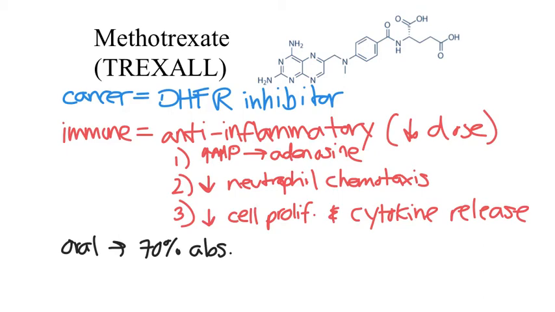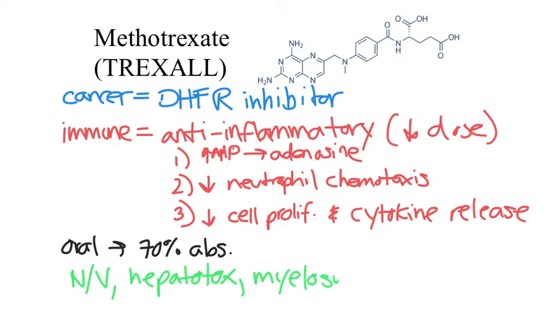urine. The primary adverse effects associated with the use of methotrexate are some GI upset like nausea and vomiting, and also some hepatotoxicity. Given its strong immunosuppressive activity, methotrexate can produce myelosuppression, and it is a known teratogen and should not be used during pregnancy.